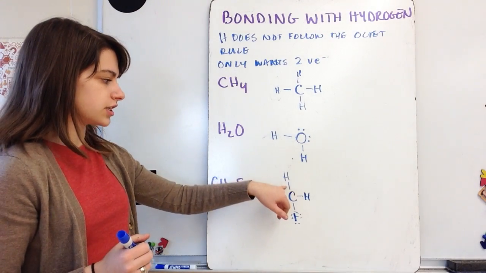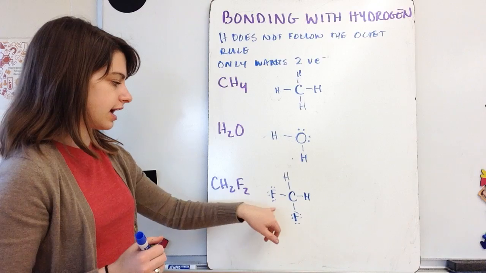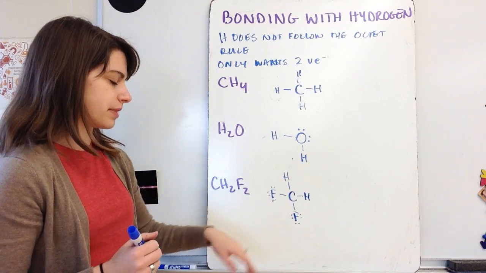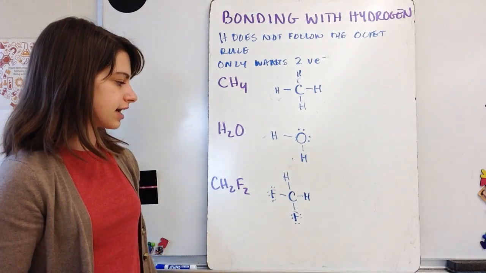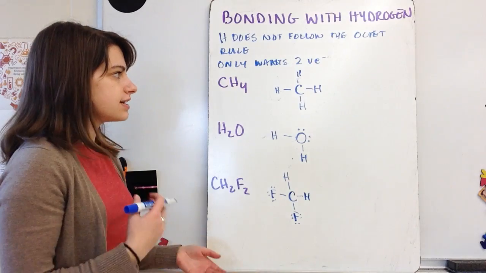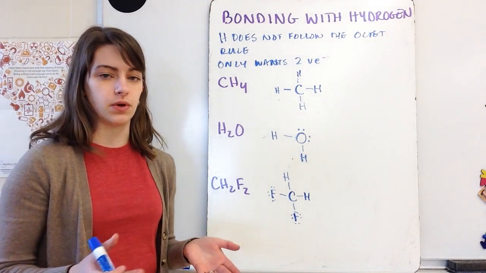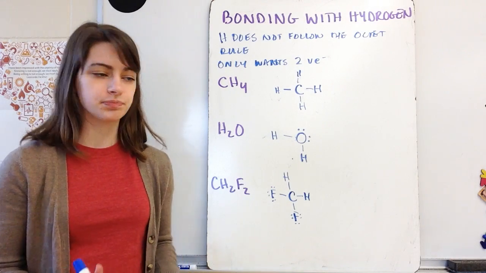So my hydrogens don't have any lone pairs, they're just going to form their single bonds, and my fluorines will have their lone pairs because they follow the octet rule. Carbon has its 8 because it follows the octet rule, and we still have all of our valence electrons we started with. So hydrogen is just one slight exception to the octet rule.